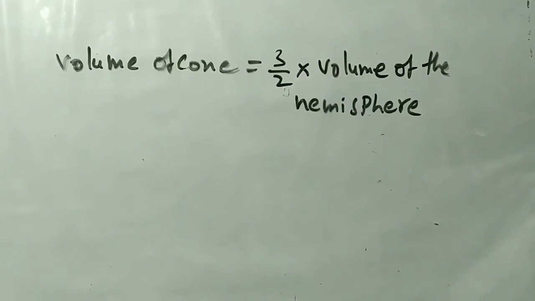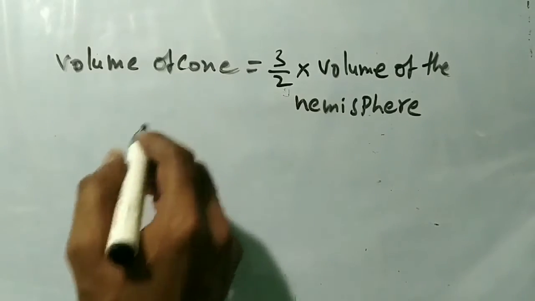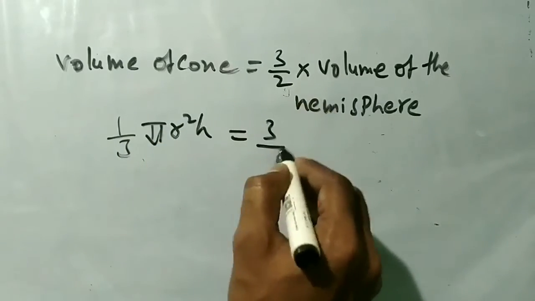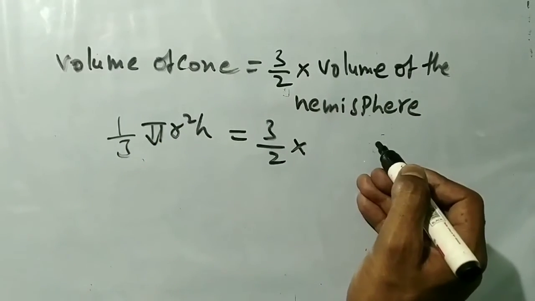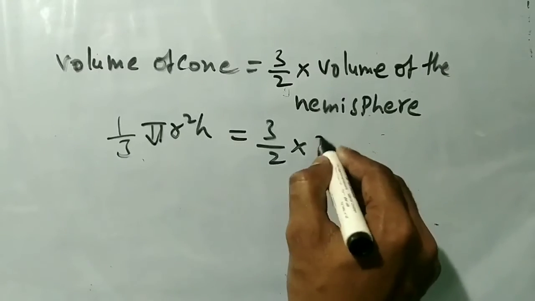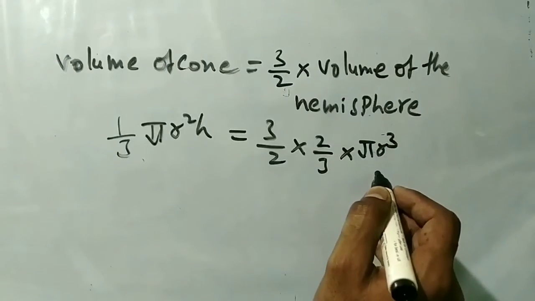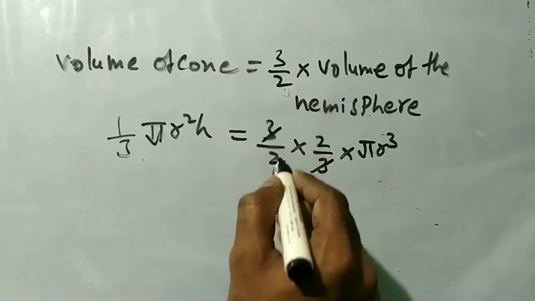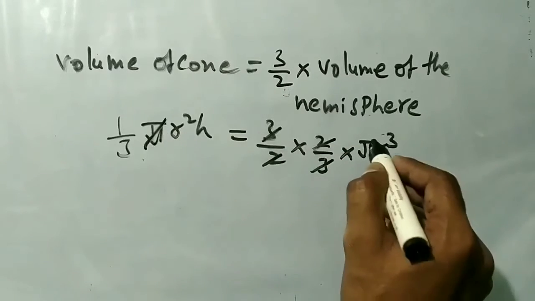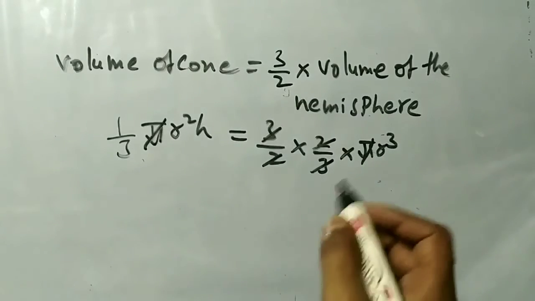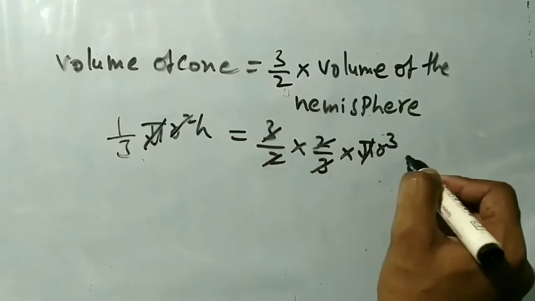We know that the volume of a cone is equal to 1 by 3 pi r square h, which is 3/2 into the volume of the hemisphere. Here the volume of the hemisphere is 2 by 3 into pi r cube. So 3 and 3 get cancelled, 2 and 2 get cancelled. Pi, here r cube, here r square. So 1 is remaining here.